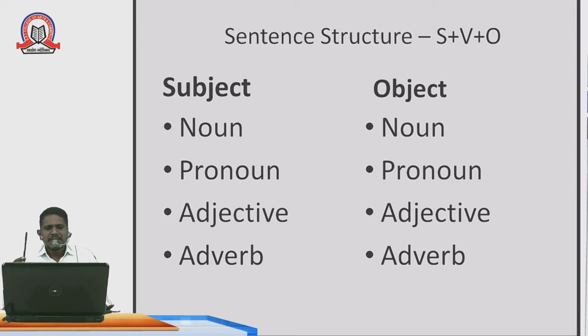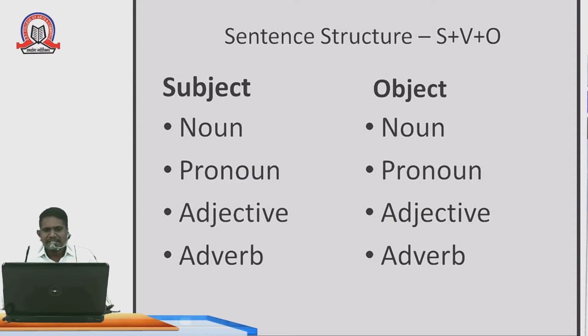Now if I use the word adjective, adjective means the word which tells something more about a noun and pronoun, such as color, shape and size. So here I can say this is a black pen. What is the color of the pen? It is black. So black here is an adjective.